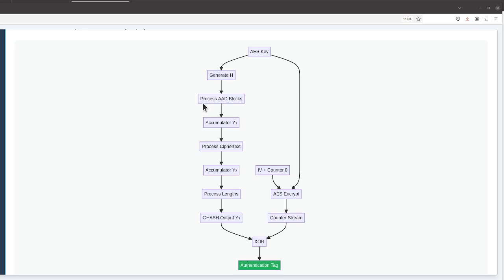GHASH is fast, especially with hardware support, and can be parallelized for even better performance. Its design makes GCM one of the fastest authenticated encryption modes available, which is why it is widely used in TLS, IPsec, and other high-performance security protocols.